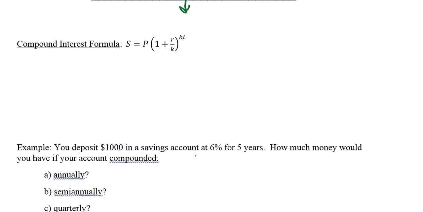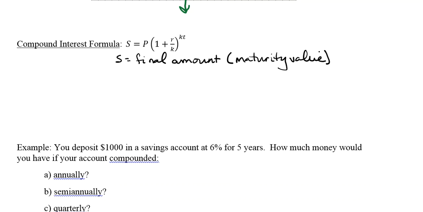So let's first define what all these letters mean. S is the final amount, or in the financial world, that's your maturity value. Capital P is your principal. It's the amount that you're putting in. It's your beginning amount. You can also think about it as how much did you borrow, right, for your vehicle or for your house.